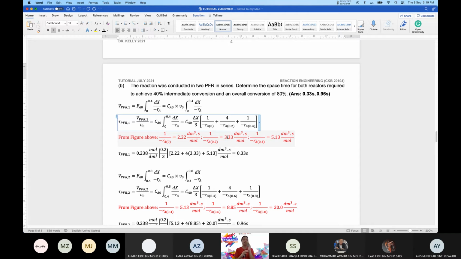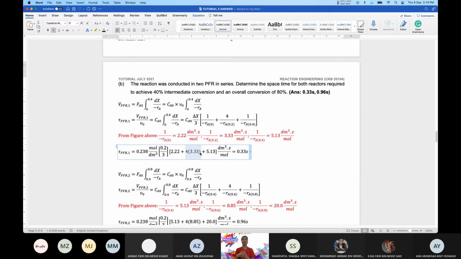So delta X from 0 to 0.2, the middle is 0.2. From 0 to 0.2 the difference is 0.2, and from 0.2 to 0.4 the difference is also 0.2. So delta X is 0.2. The rest you just look from the table, look from the plot, but don't forget the plot is 1 per minus RA, so we take the value directly, no need to divide. And don't forget the middle one must be multiplied by 4.